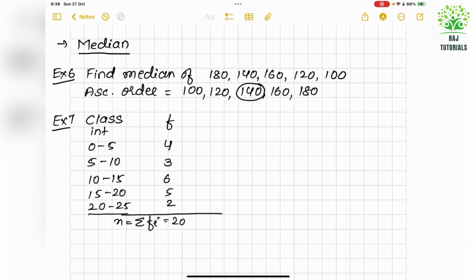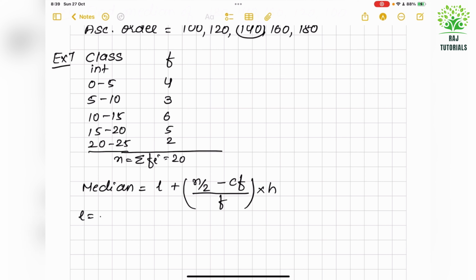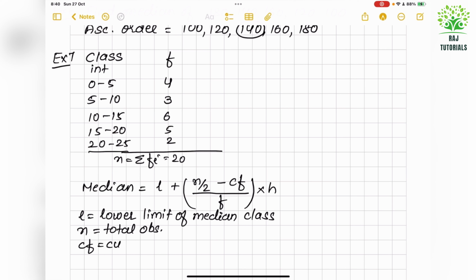Now first let me write the formula so that you understand how you will find median. Median equal to L plus n by 2 minus Cf upon f into h. Now see, here L I don't know. So L is the lower limit of median class. Then n is total observation divided by 2, so that will be n by 2. Then CF is cumulative frequency.